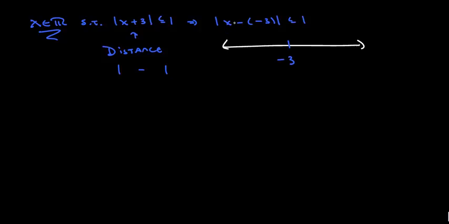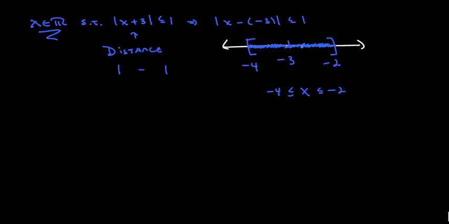And now we need all numbers x who are less than or equal to 1 unit away from -3. So what are our boundaries? Well, if they need to be within 1 unit, they need to be between -2 and -4. So any number that falls in this area is going to work. So we're going to have an interval here, right? We're going to say our solution is all x's such that x is between -4 and -2.